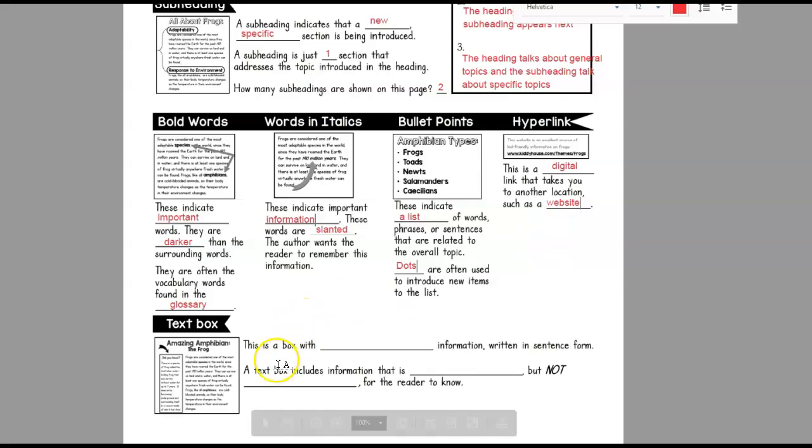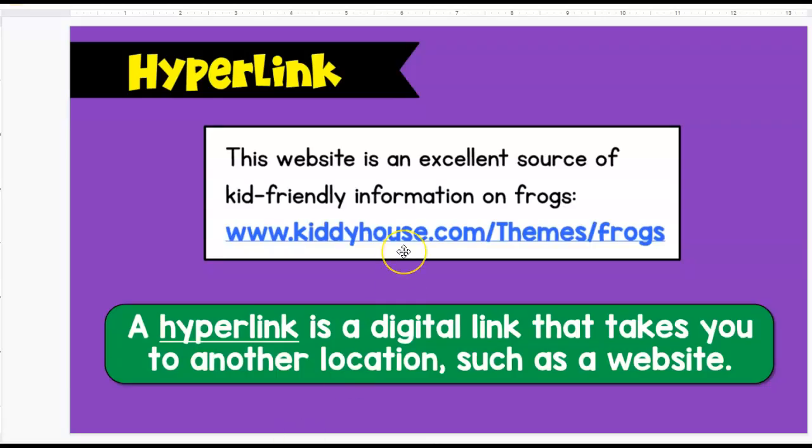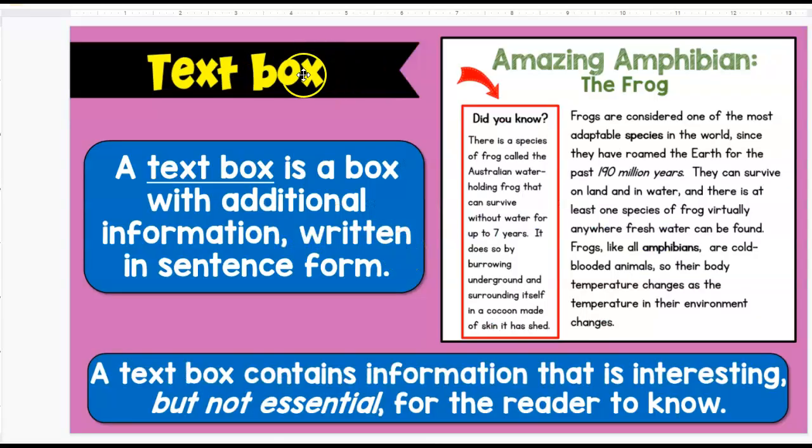Okay, and the last one that we have to look at is a text box. Let's get down here. Right, here we go, text box. A text box is a box with additional information written in sentence form. A lot of our guided reading books have text boxes over on the side. They give you additional information. So a text box contains information that is interesting, but you do not have to read it to make sense of the actual story. But text boxes are full of information, and I think every one of us should be reading them all the time.